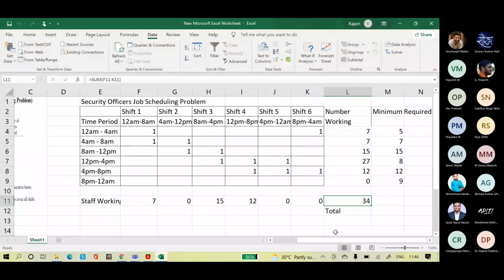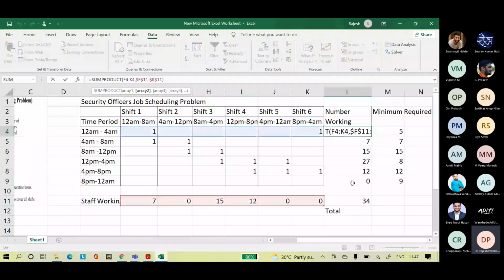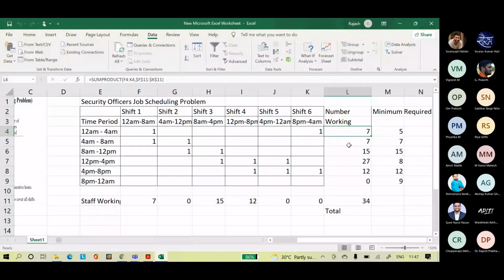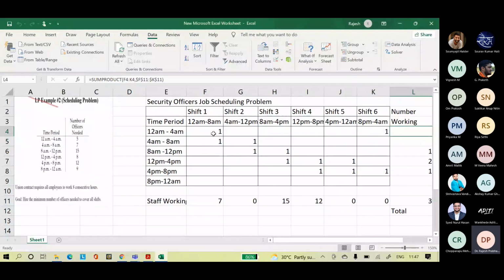Sir, how did you get these numbers, sir? Number working. See, this number working is sum product. This is the formula for number working. And sir, how did you get these numbers, sir? All these ones. See, at least one should be there in the office, right? Yes, sir. So what I did was I put 1 and 1 here. Actually, these are not included in the formulated cell.